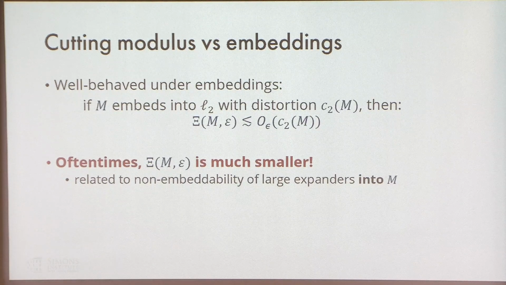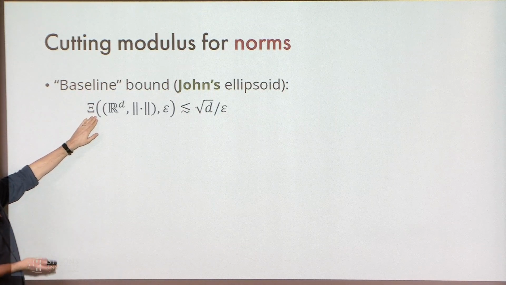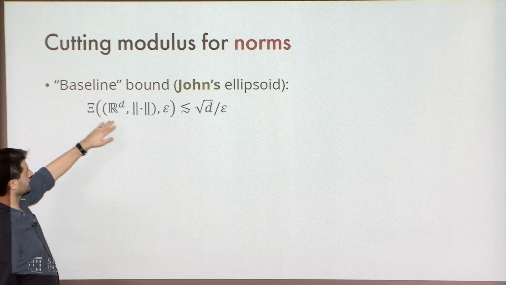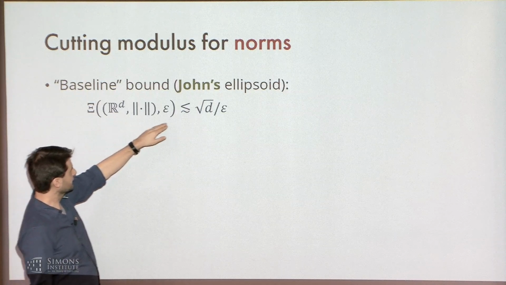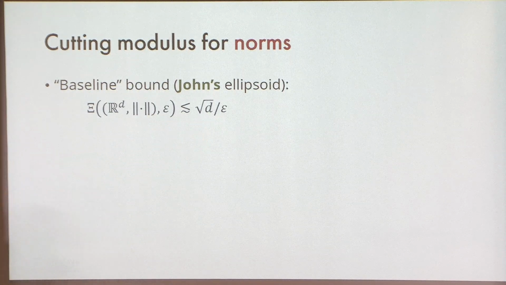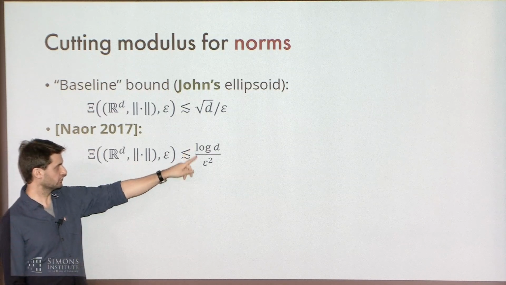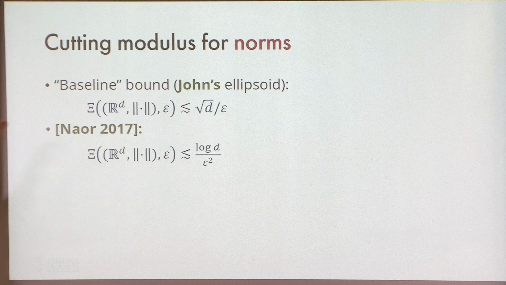Okay, so in particular, let me state some bounds for cutting modulus for norms. So the baseline, again, this is kind of by embedding. It's immediate to get that Xi for any d-dimensional norm is upper bounded by root d by epsilon. But it turns out that for norms one can get a much better bound. One can get log d by epsilon squared, and this is a result of Assaf Naor from about a year ago. Okay, so this is a non-trivial theorem. This is a paper in itself.